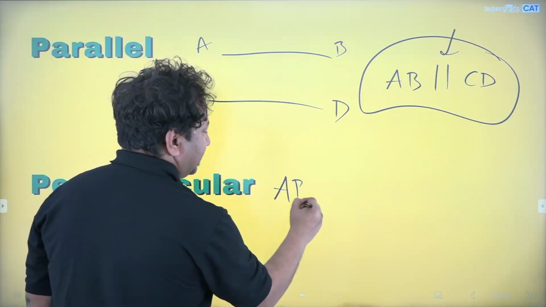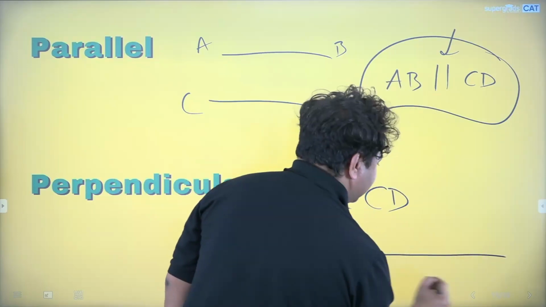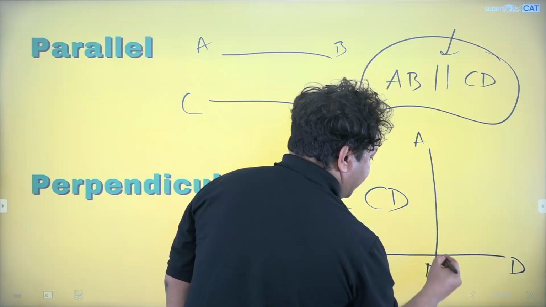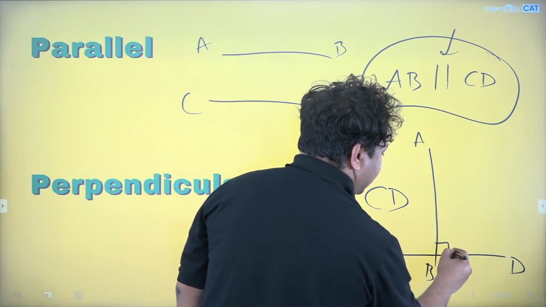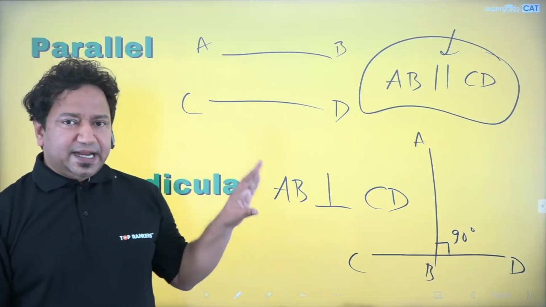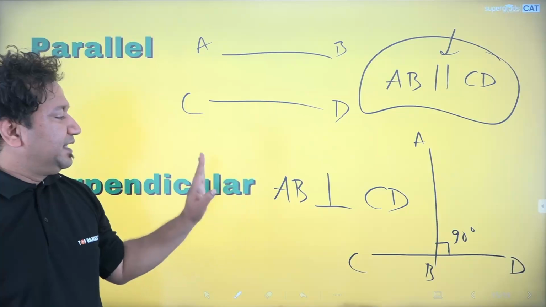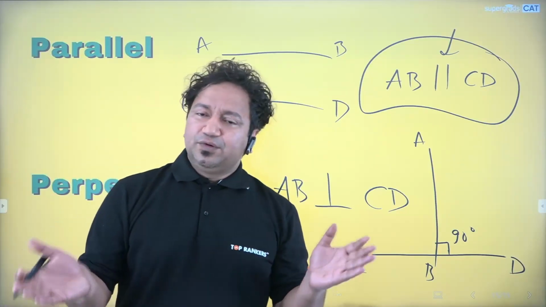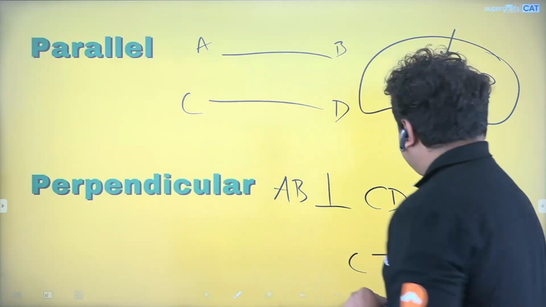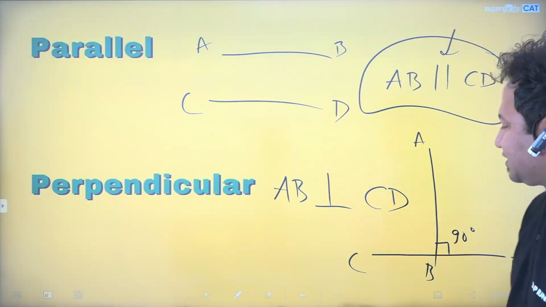Perpendicular. AB is perpendicular to CD. What does that mean? If we have two lines, CD here and AB here, and AB is making a right angle, that is 90 degrees, then AB is making an angle of 90 degrees with CD. That means AB and CD are perpendicular to each other. This is what we'll be using. It's quite symbolic, right? The same thing has been used over here.